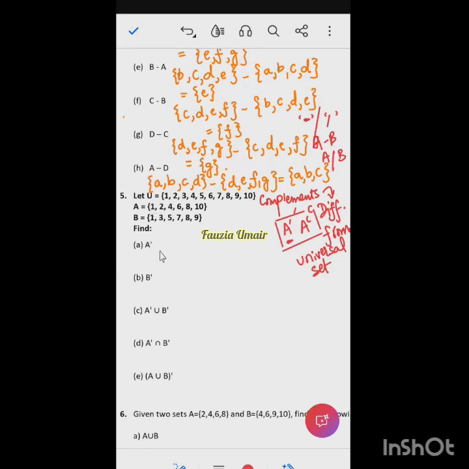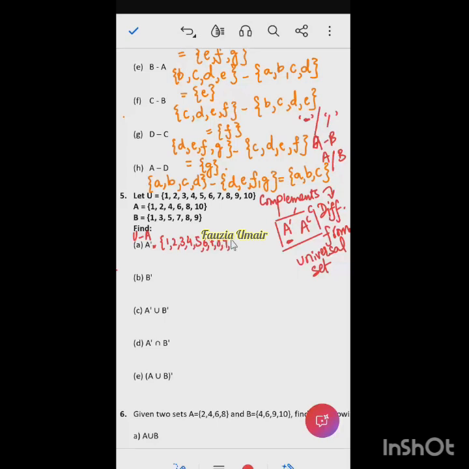So now let's take this first one as an example. You need to find A complement. A complement is also called not A. Everything that is not A is basically A complement, right? So now how are we going to write it down? We know that A complement means U minus A, right? U is the universal set. So if I write down U, it is basically 1, 2, 3, 4, 5, 6, 7, 8, 9, 10. So this is set U.